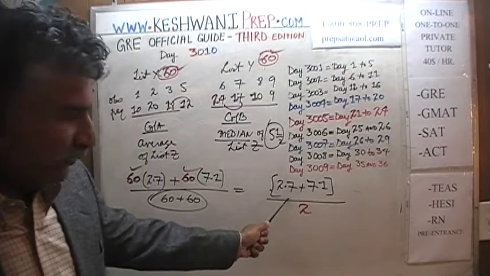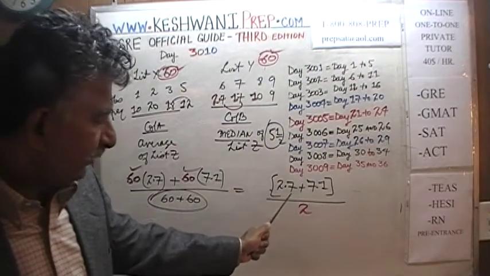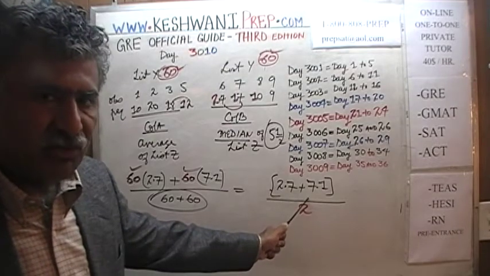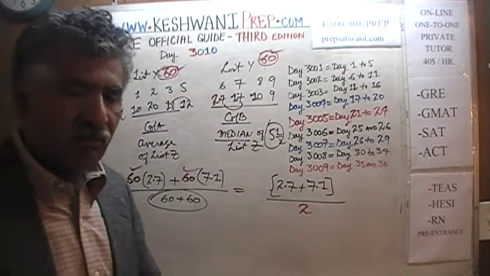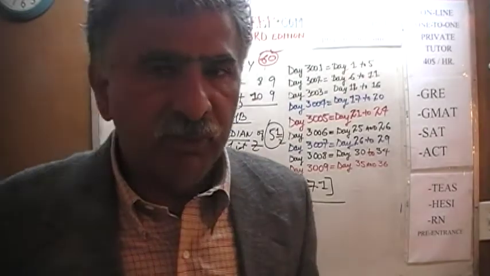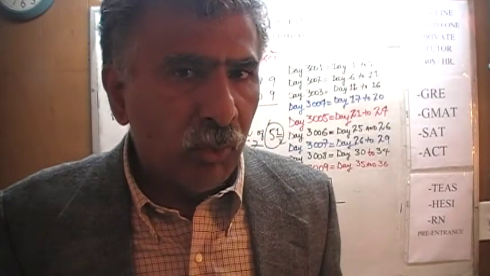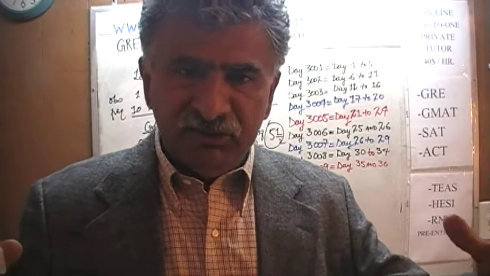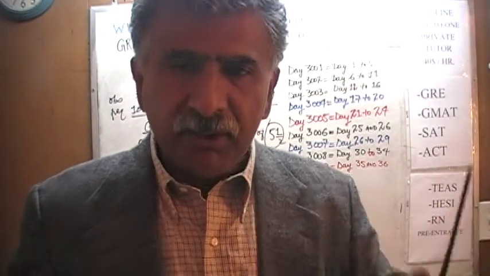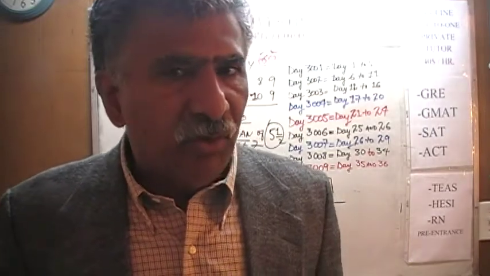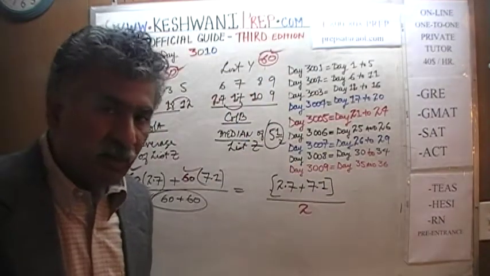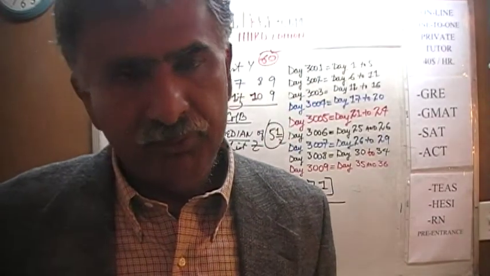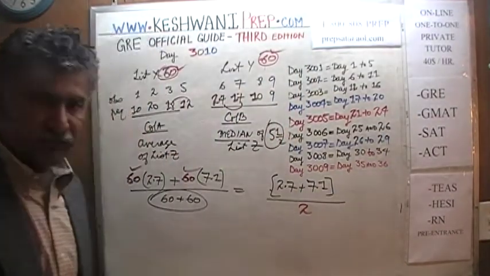Average of the first list is 2.7, average of the second list is 7.1. Just take the average. If you add them up and divide by 2, we're taking the average of the two averages. As long as the number of observations in the two lists are the same, then for list Z, which is made up of the two lists put together, the average of all the observations put together is simply the average of the two averages. That's it, you're done.